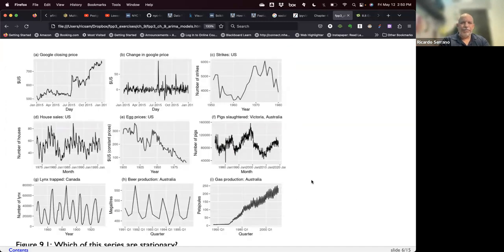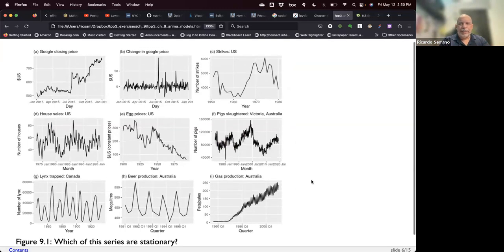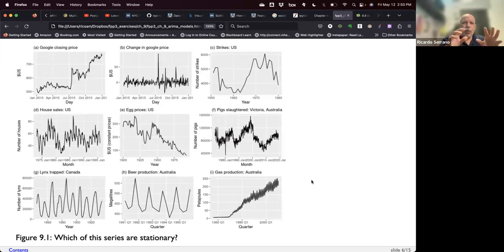to make things interesting, this is from the book, and the author asked us the following question: these are 9 time series, which of the series do you think is stationary? Which of these series would you pick as a stationary time series? The last one. Okay, the last one, the gas production in Australia? Yeah. Okay, let's see.